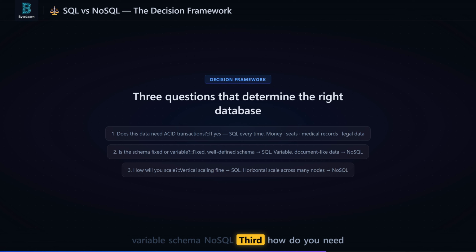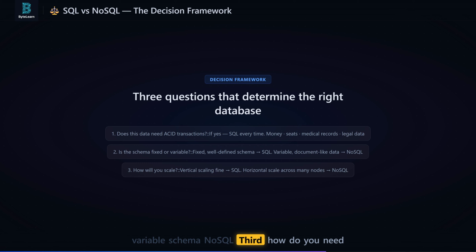Third, how do you need to scale? If you can scale vertically, SQL works fine. If you need to scale horizontally across hundreds of nodes, NoSQL is designed for that. Here is the insight that separates candidates in interviews. Real production systems use both.